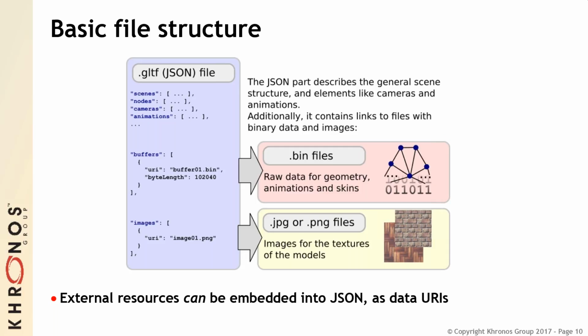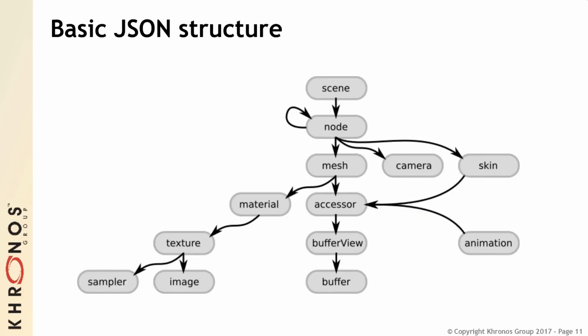Basic structure of the JSON part is really simple. It consists of several entities that are shown on this slide. You can see basic scene structure consisting of nodes, and these nodes form a scene hierarchy. We come to that in a few minutes. And meshes and cameras are attached to these nodes. I will not go through all these elements right now, but they will later be explained in detail.